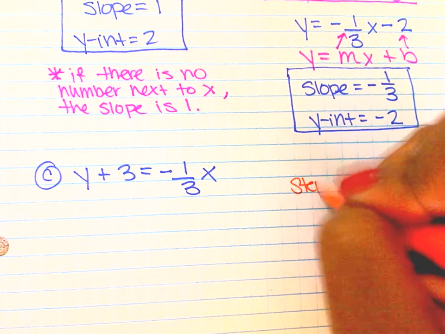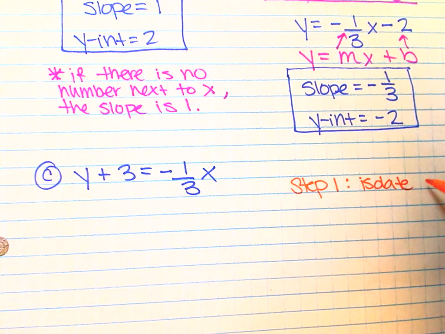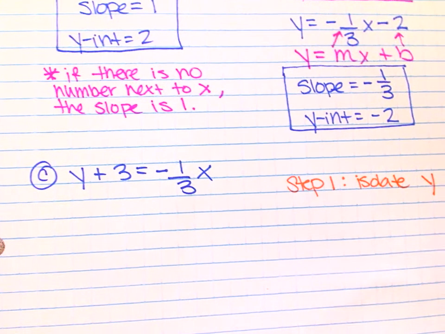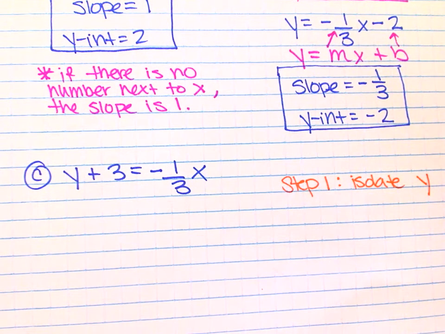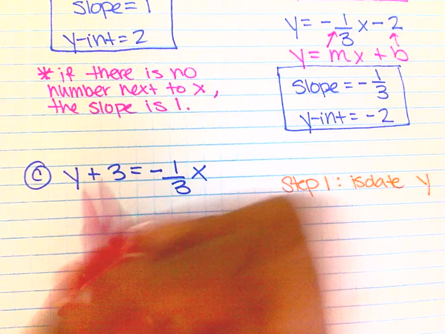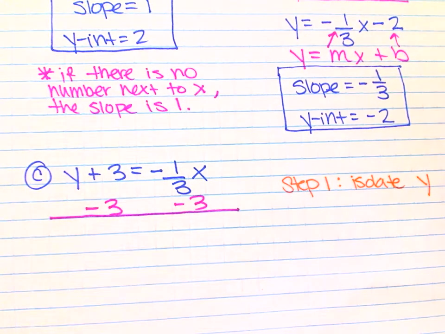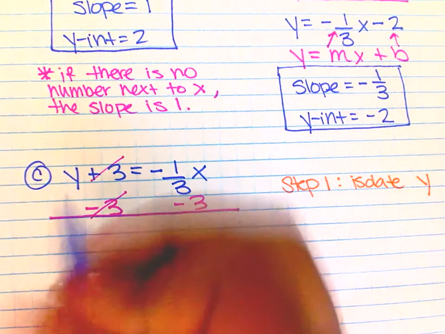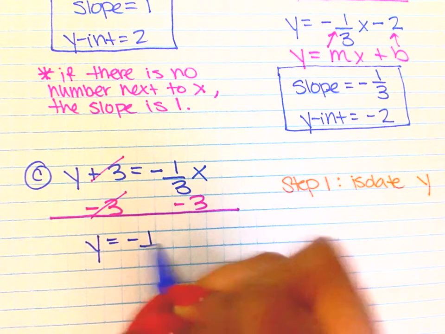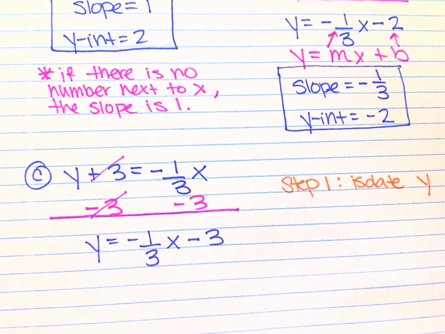So step 1, we need to isolate y, or get y by itself. Well, how am I going to do that? Oh, I need to subtract 3 from both sides. Positive 3, negative 3 cancel. Y equals negative 1/3 x minus 3. Beautiful. I did step number 1. I isolated y. Y is by itself now.